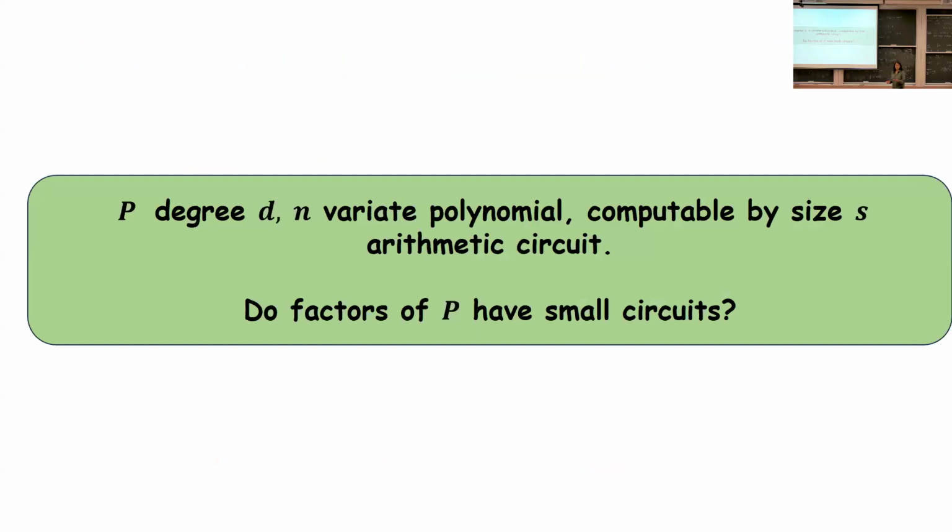Here's another related question. Suppose your polynomial p, which is again degree d and n variate, you don't know that it has few monomials, but you know that it's computable using a small arithmetic circuit. Again, I'll define precisely what an arithmetic circuit is, but this polynomial is efficiently computable. What can you say about the factors of this polynomial? Are they efficiently computable?